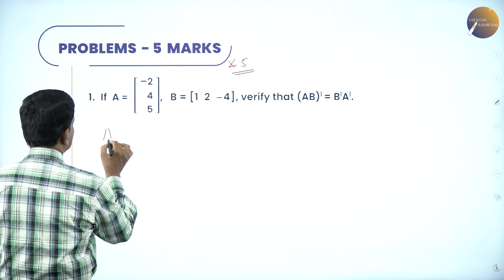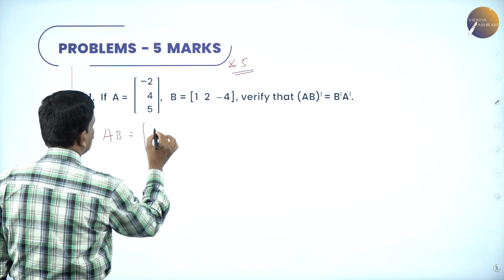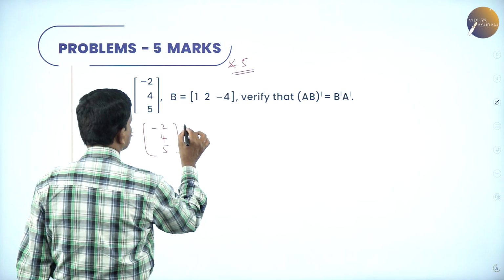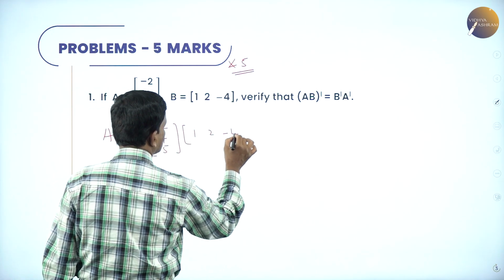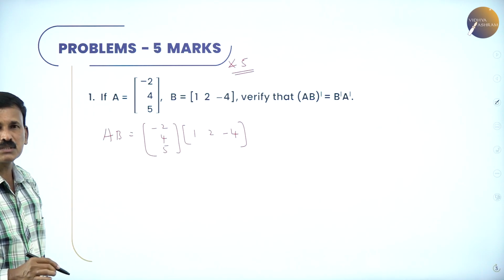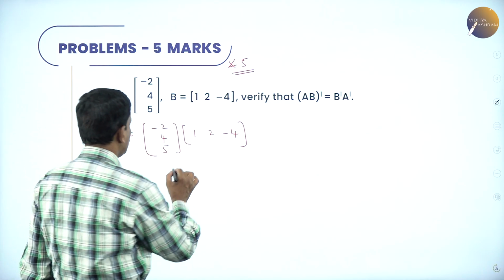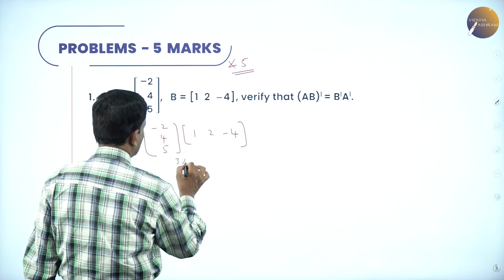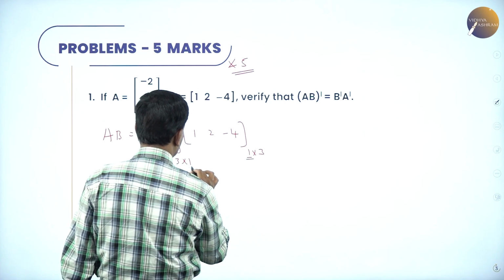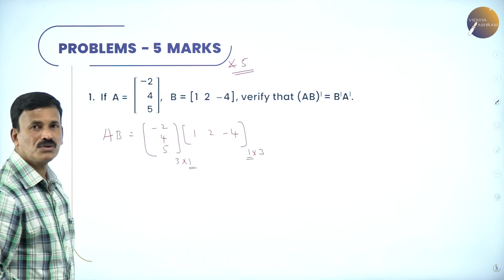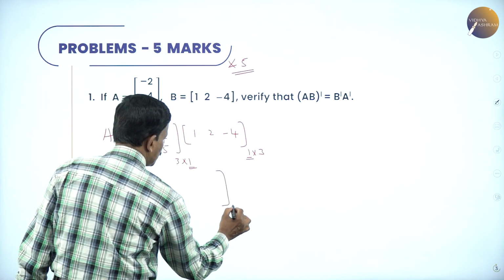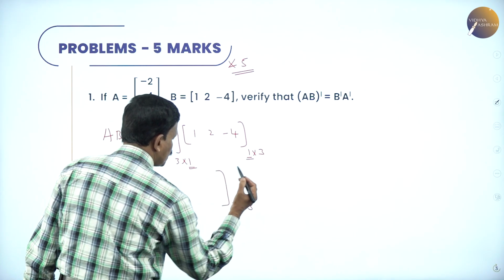So let us write down AB first. What is A? Minus 2, 4 and 5. And what is B? B is equal to 1, 2, minus 4. So before going to the multiplication, check whether it is possible to multiply or not. Write down the order for this. 3 rows and 1 column. This is 1 row and 3 columns. These two are equal. So the matrix you are going to obtain is of order 3 rows and 3 columns.